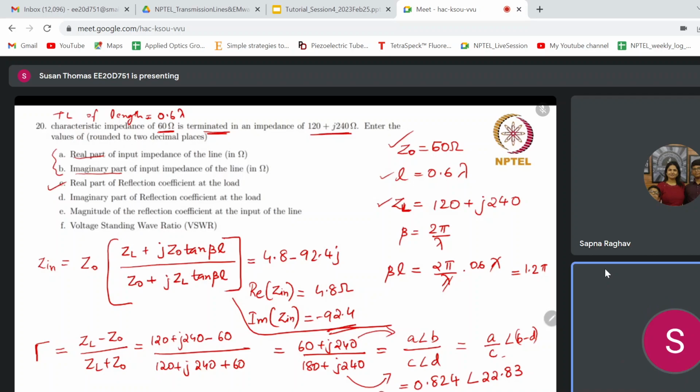This is available in calculator. You can put just rectangular of this and you will get the rectangular answer. So 0.76 plus 0.32j. Even you can do it in online calculators. There are some scientific calculators online which even do rectangular-polar conversions.